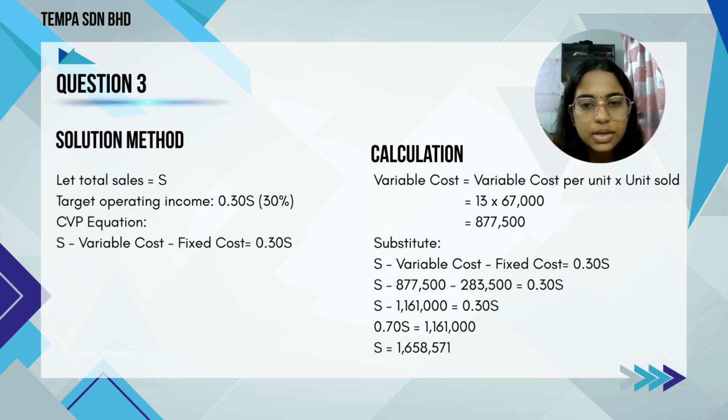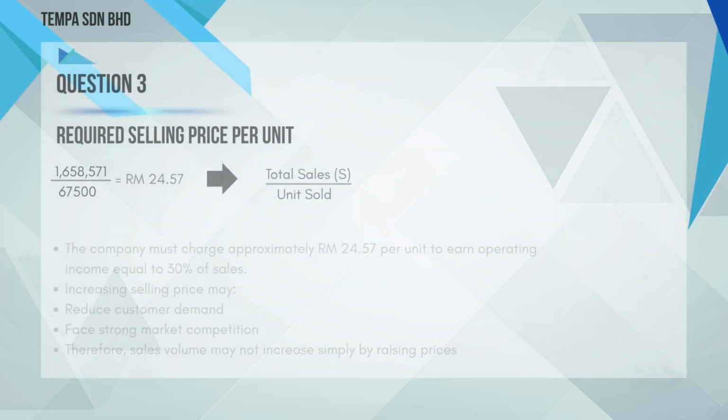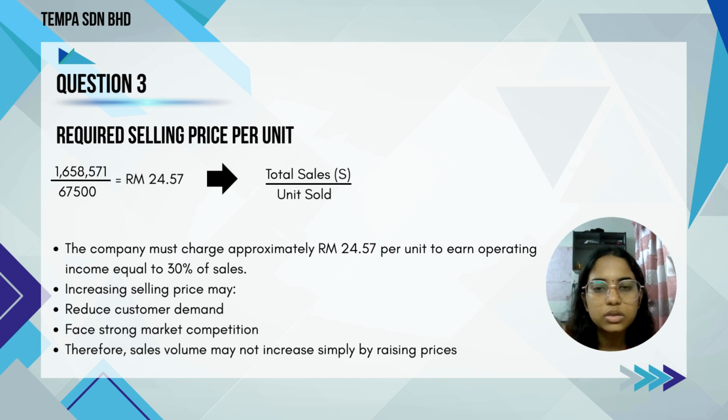Using the CVP equation, sales minus variable cost minus fixed cost equals to operating income. So the equation is S minus variable cost minus fixed cost equals to 0.30S. Variable cost is calculated by multiplying variable cost per unit by unit sold. This gives RM 877,500. Substituting this into the equation, S minus 877,500 minus 283,500 equals to 0.30S. This simplified to 0.70S equals to 1,161,000. Therefore, total sale required are RM 1,658,571.